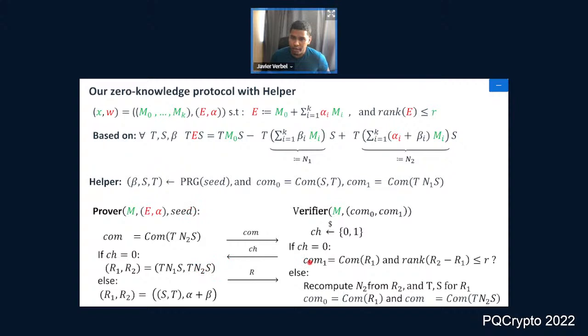Otherwise, it will send the matrices S and T, and the vector, the mask secret key, which is alpha masked by beta. And then the verifier will basically perform the required checking that it has to perform. If everything matches, then it will accept the prover as a true holder of the solution of the given MinRank problem.